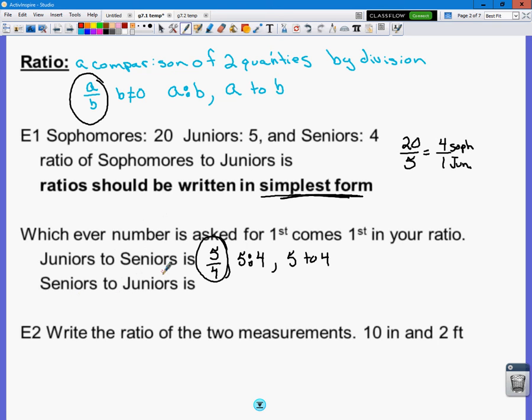Seniors to juniors would then, instead of being 5 over 4, be 4 over 5, or it would be written 4 to 5, and 4:5.